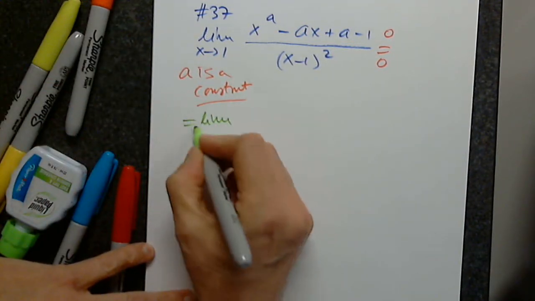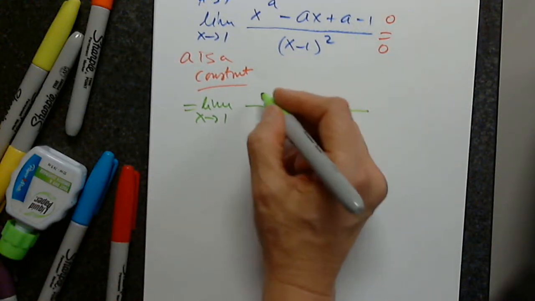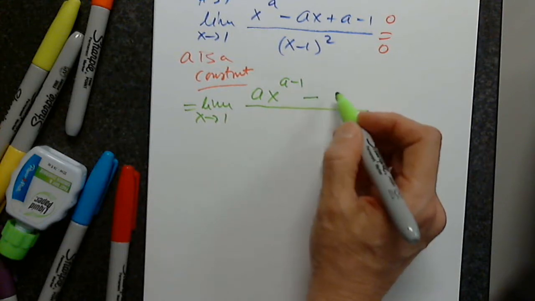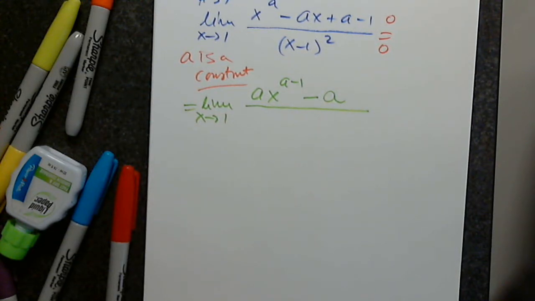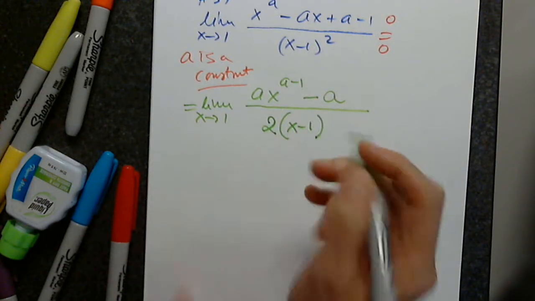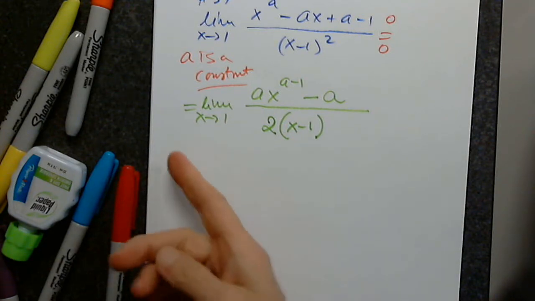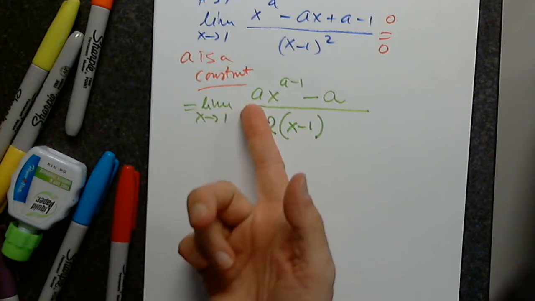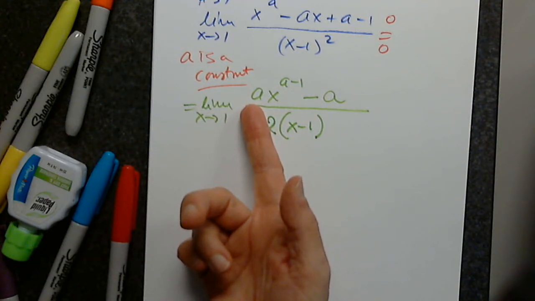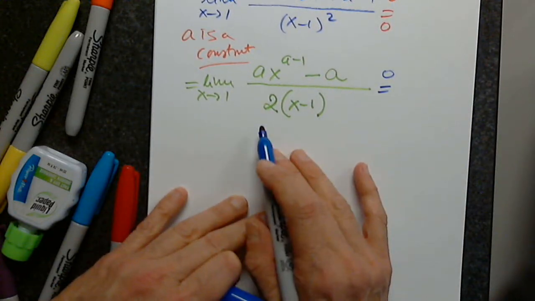So this is the limit as x approaches 1. Let's see the top: the derivative of x to the a is a times x to the a minus 1, minus a, over 2 times x minus 1 times the inner function prime, which is 1. At this point, I have to check again. Are you with me, everyone? Is this okay? Now I have to check again when x is 1: a minus a times 1 is 0. Good. 1 minus 1 is good.